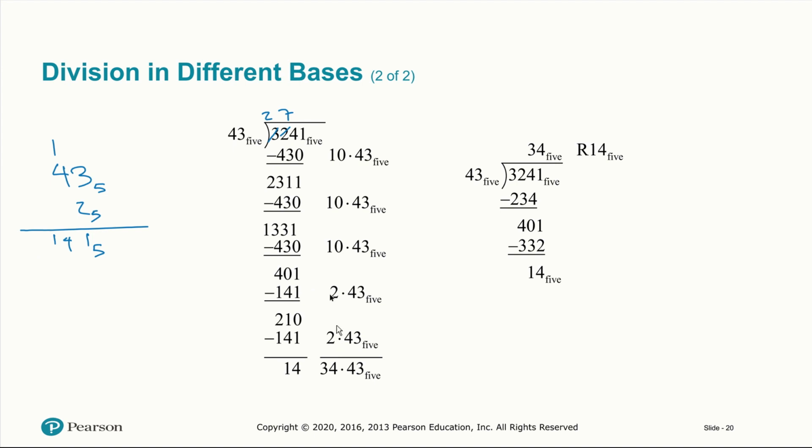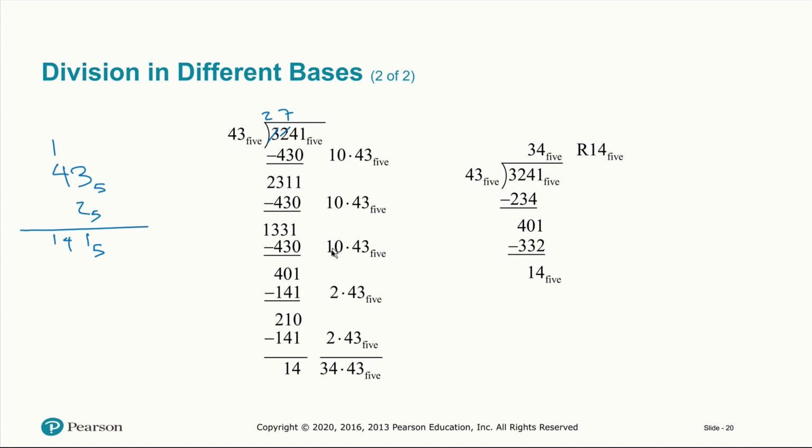We can try 2 again. Multiply 2 by 4, 3. We end up with 1, 4, 1 again. And when we subtract, we get 1, 4. This is where we stop, because now in base 5, 4, 3 base 5 is certainly larger than 1, 4 base 5. So that's when we know we need to stop.